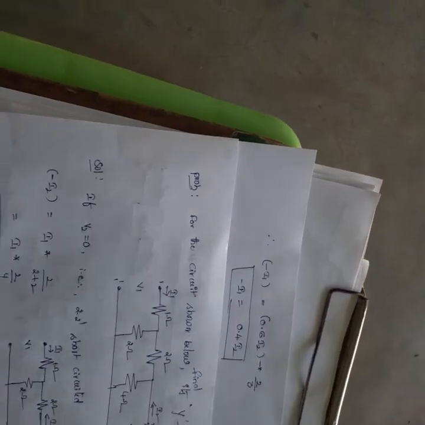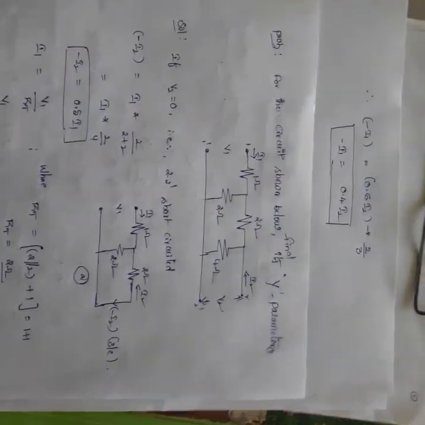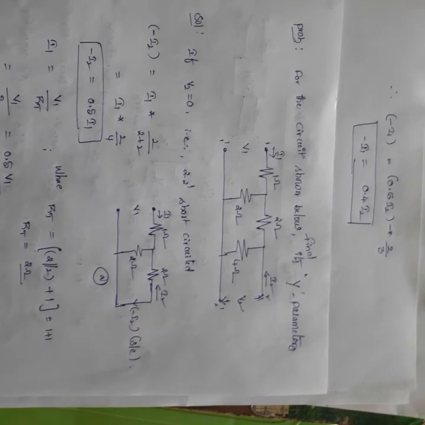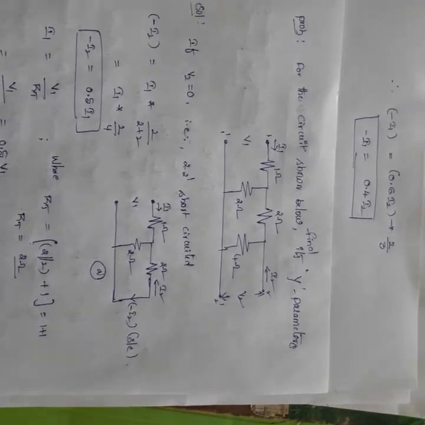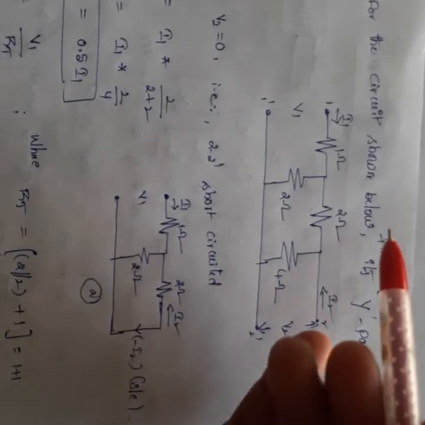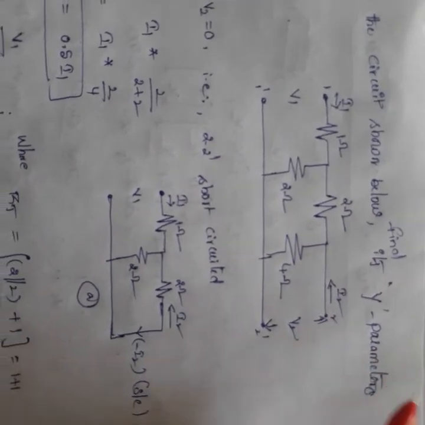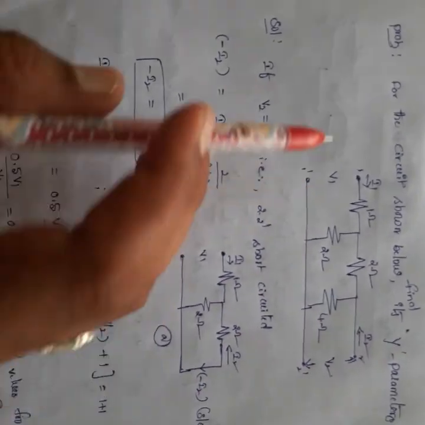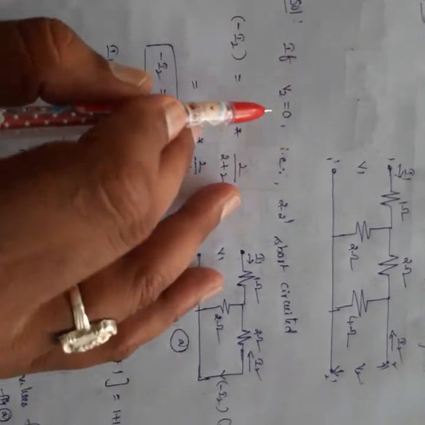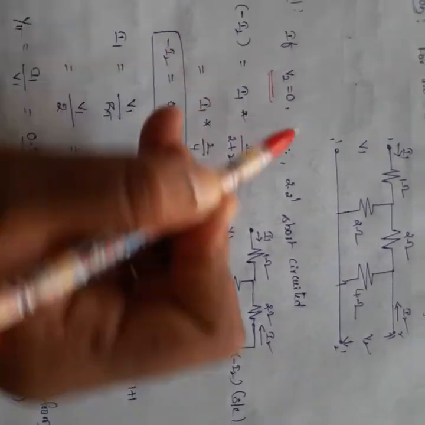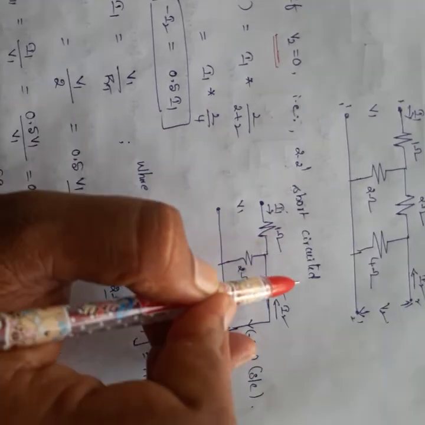Here I am taking the same problem that I took for the Z parameters. That is the circuit, consisting of two ports. For calculation of the Y parameters, the first case is V2 equals 0. That means 2' is short circuited.